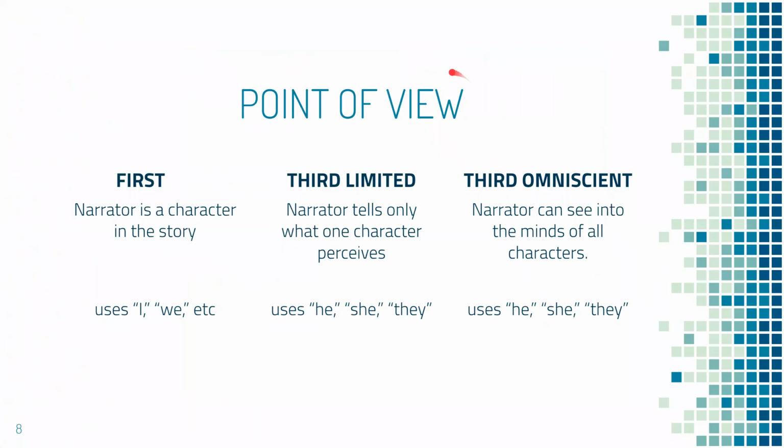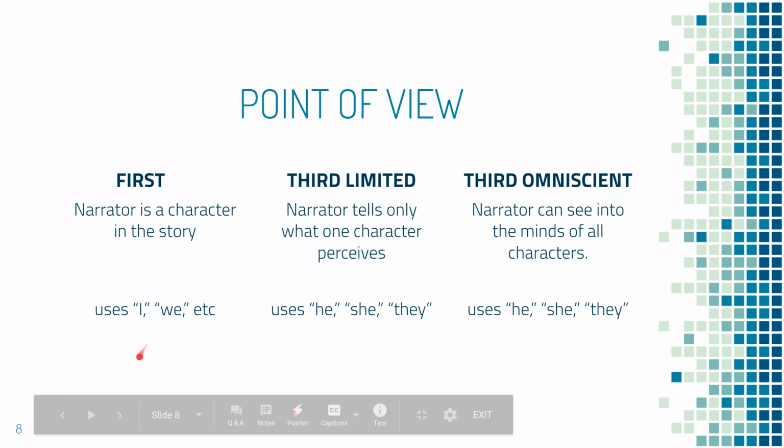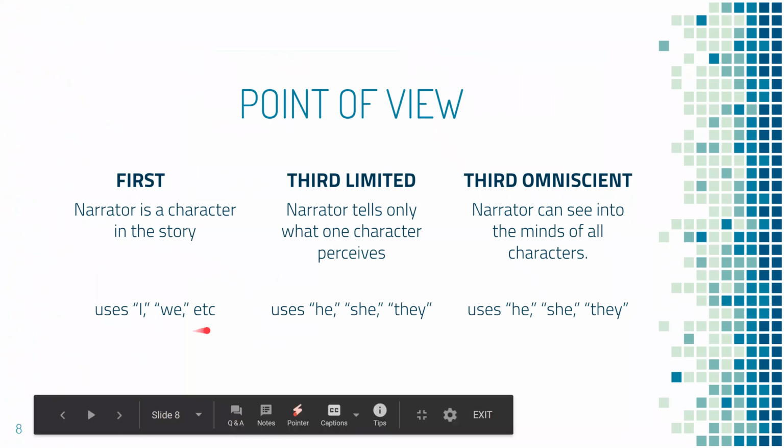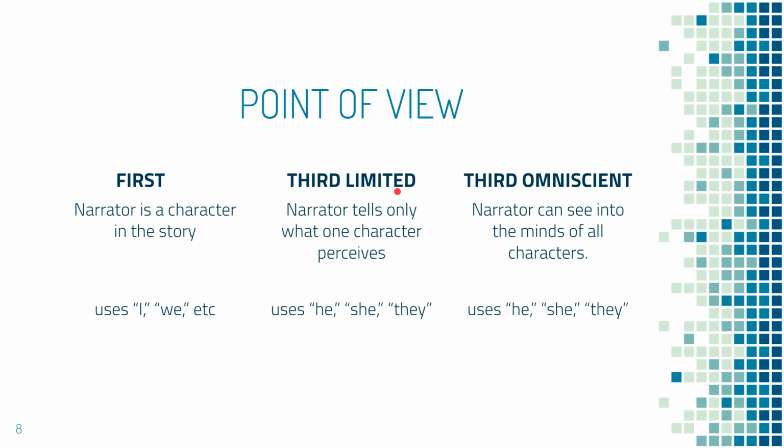So we're going to look through point of view. So first point of view, the narrator is a character in the story, and they're going to use I, we, etc., things like that. Third limited, this is when the narrator tells only what one character perceives. So he'll use he, she, or they.